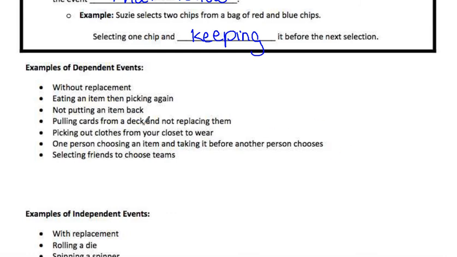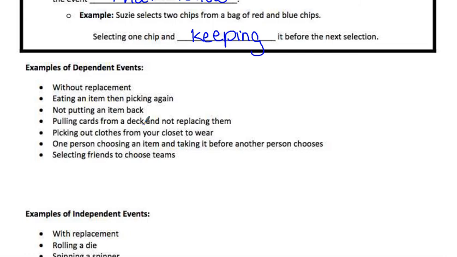Pulling cards from a deck of cards and not replacing them. So maybe you're playing war and you're picking up a card and you lay it down again, it's not going to go back into the deck. Picking out your clothes from your closet to wear. If you pick out a shirt, you can't pick out the same shirt if you already have it on your body. So you're down a shirt in your closet.